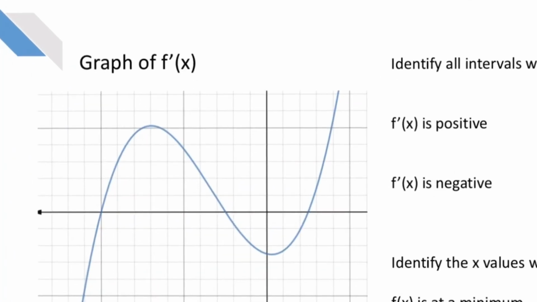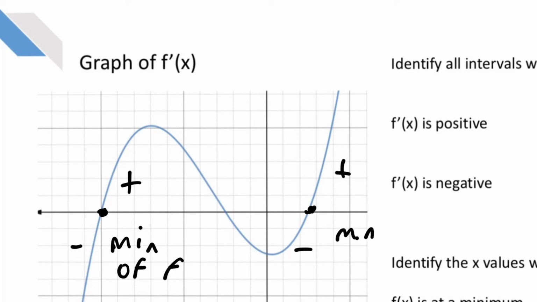Okay, so we can see, we're looking for minimums. Right here, f prime x is going negative to positive, so that's going to be a min of f. And then we also have right here, f prime x is going negative to positive, so that will be a min of f as well, because we're going from decreasing to increasing, and decreasing to increasing naturally causes a minimum.